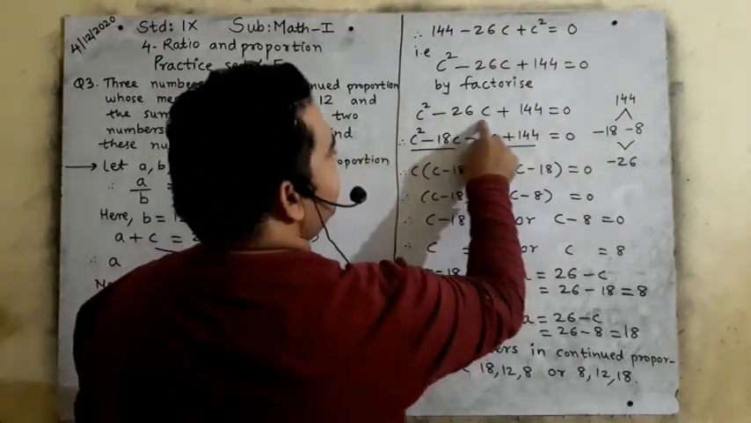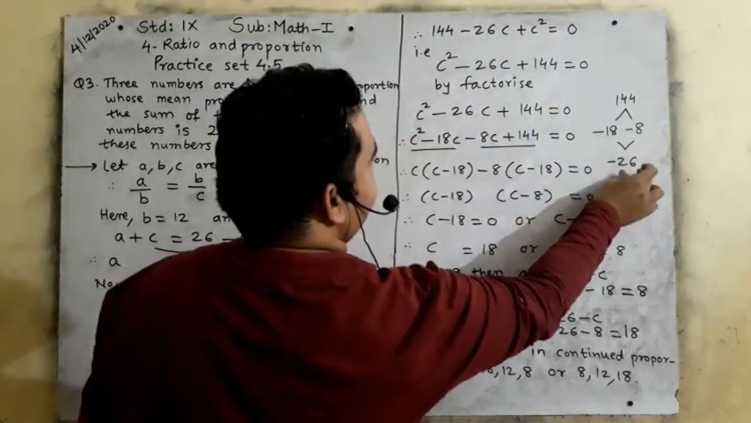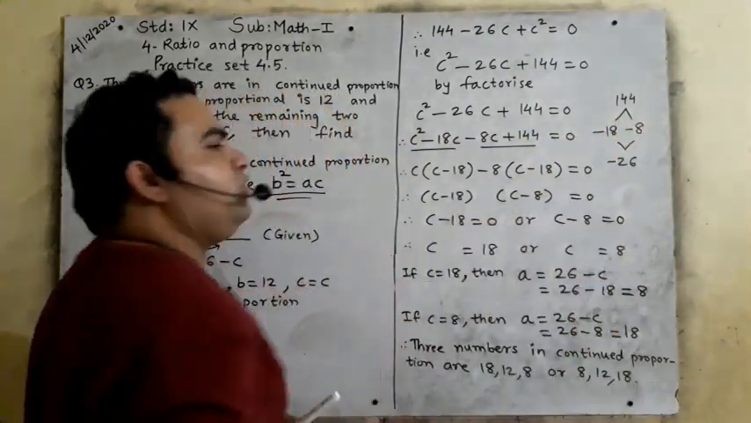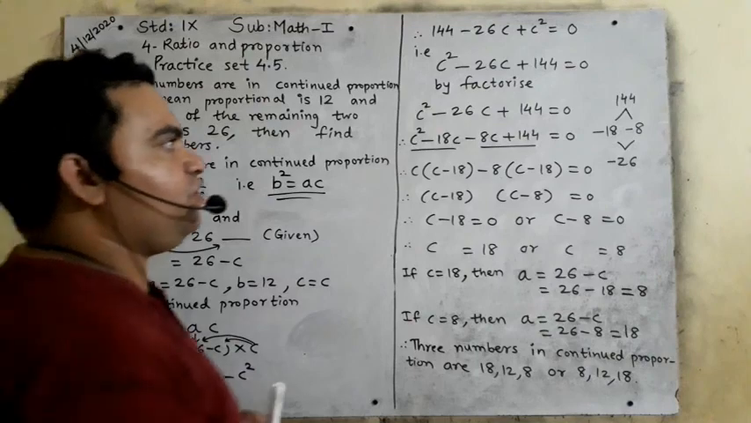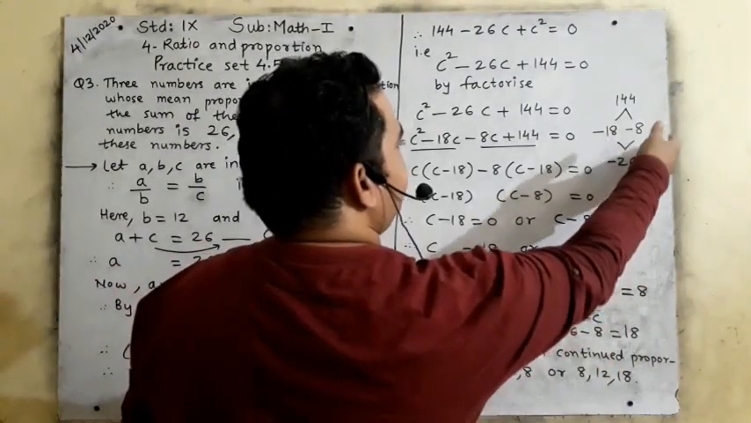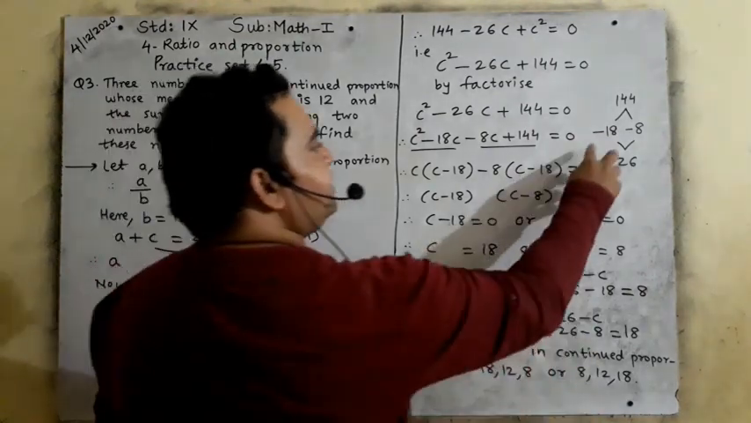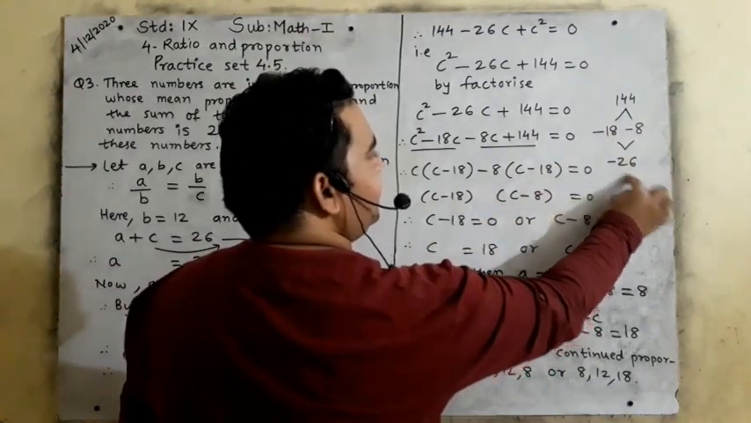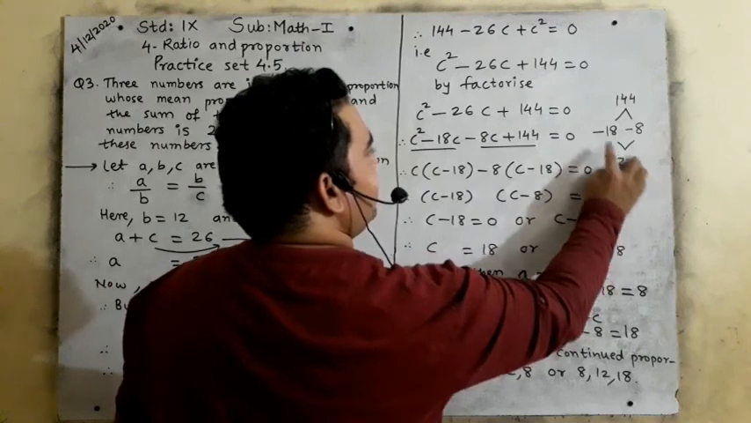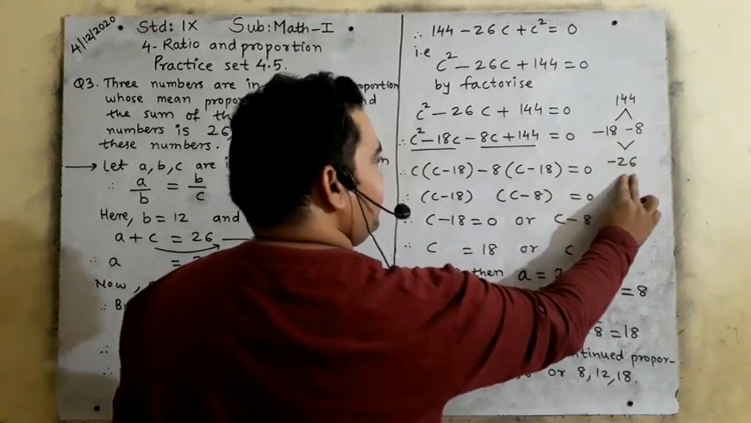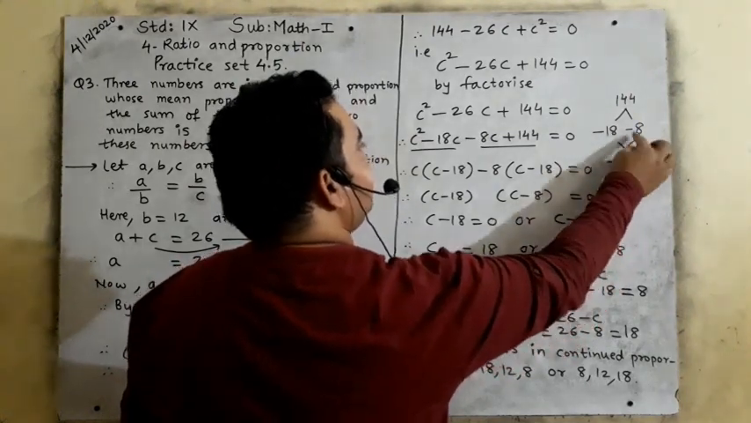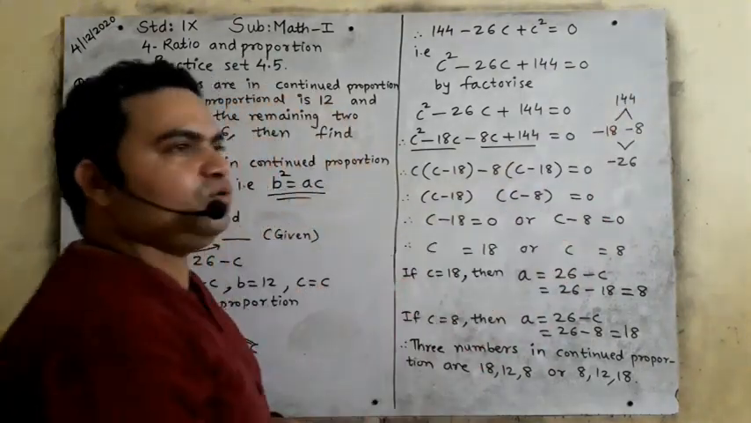Now the middle term is minus 26. So 144 comes in which table? The factors of 144 are minus 18 multiplied by minus 8. So 18 8s are 144. Why are you taking minus, minus? Because your answer is negative. Minus 18 and minus 8 add to give 26, and minus 18 multiplied by minus 8, the answer will come positive 144.